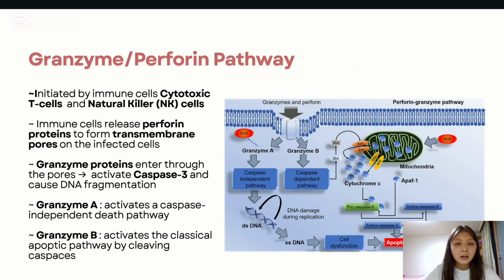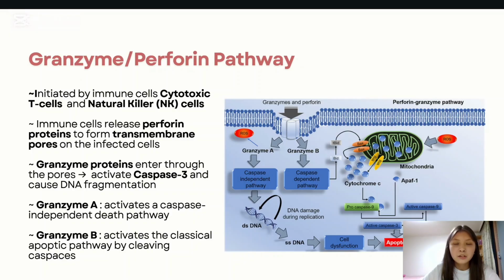So our next is the granzyme perforin pathway, or immune-mediated pathway. This pathway is used by the immune system. The immune cells, like cytotoxic T cells or natural killer cells, when they detect an infected or cancerous cell, release perforin, a special protein that forms pores in the target cell's membrane. Then, after the pores are formed, they release granzyme proteins, which enter through the pores and initiate apoptosis in those cells.